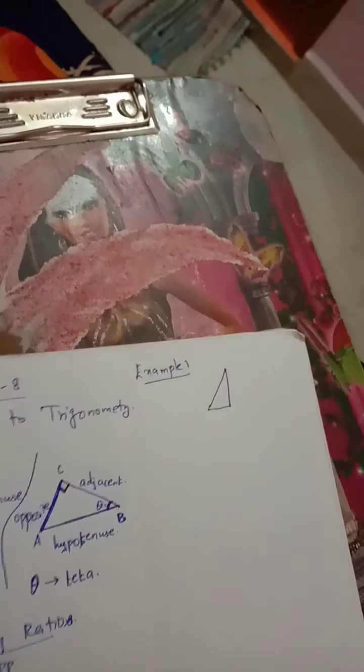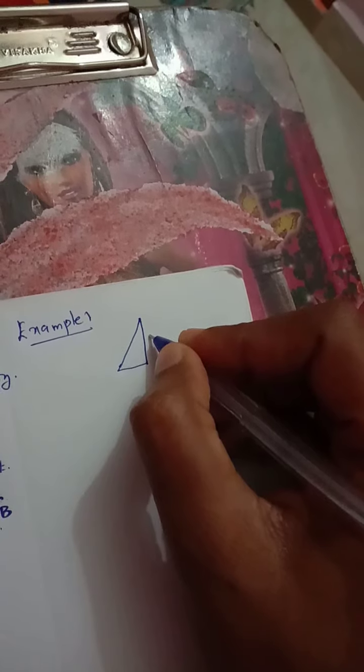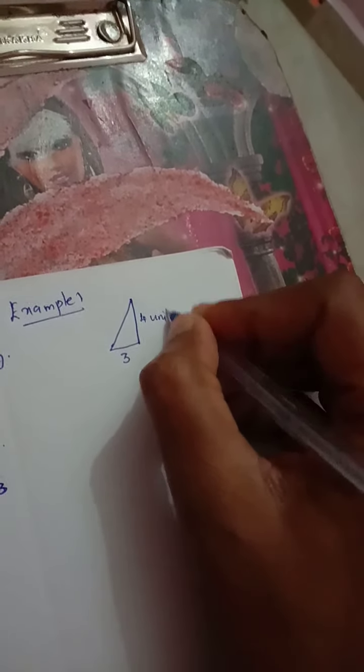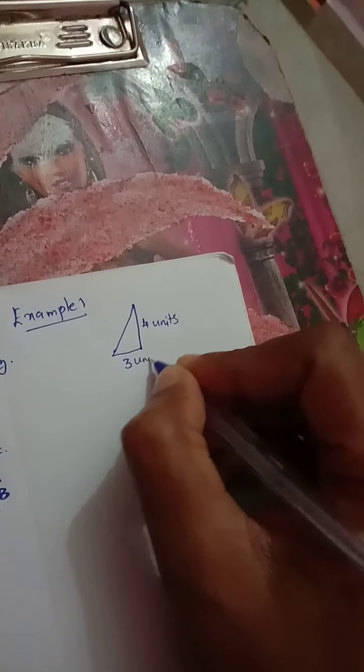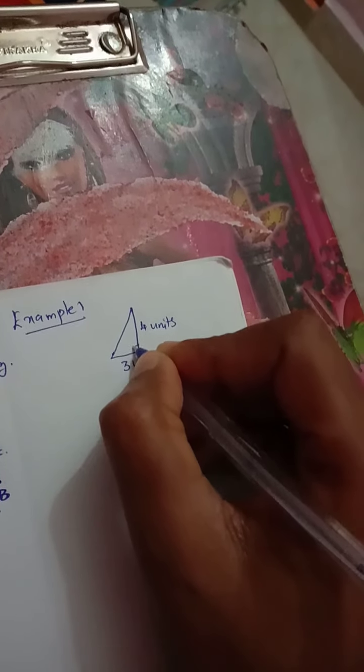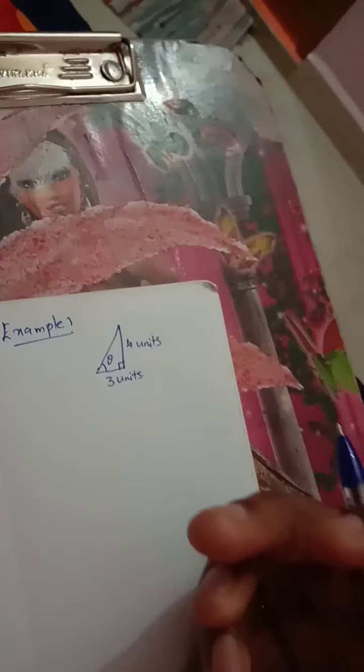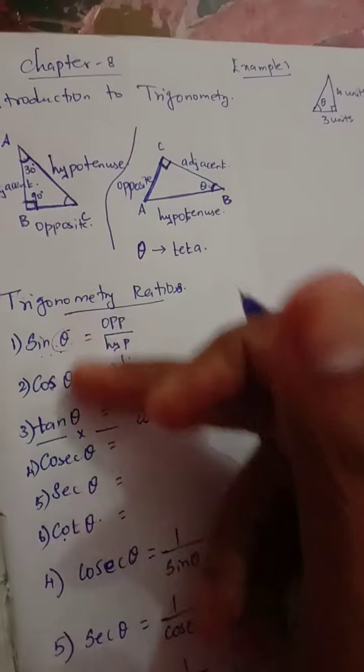Consider the triangle. This side is 4 units and this is 3 units. Here you have a right angle, and here the angle theta is marked. Only this is given. We want to find the values of all the 6 trigonometric ratios. Okay, shall we find the values?